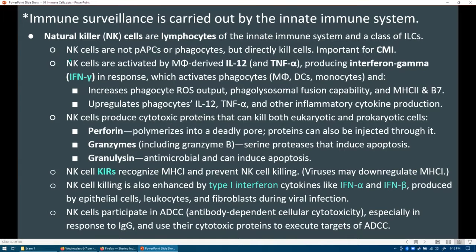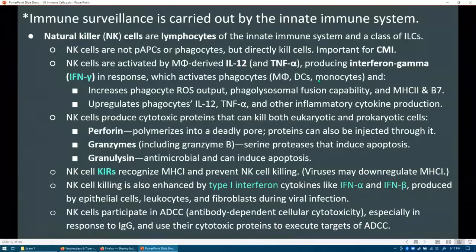Those cytokines act on natural killer cells. That's one of the targets of those cytokines, and that causes natural killer cells to get all pissed off. And they begin making a bunch of this cytokine called interferon gamma, IFN gamma, in response to that. And interferon gamma then acts on the macrophage and activates it.